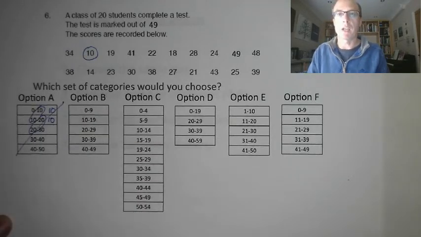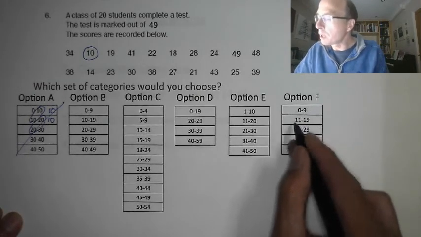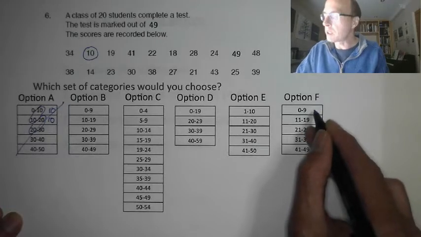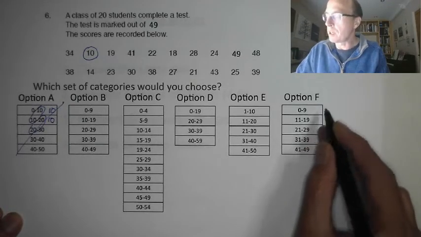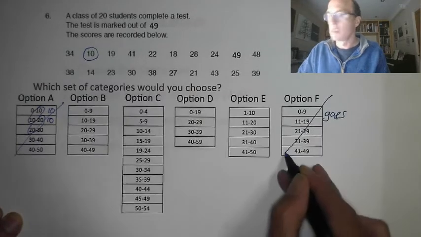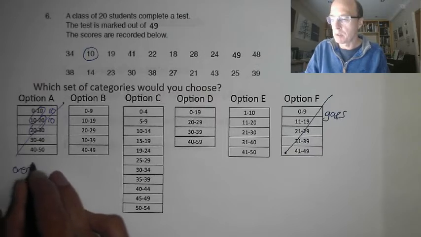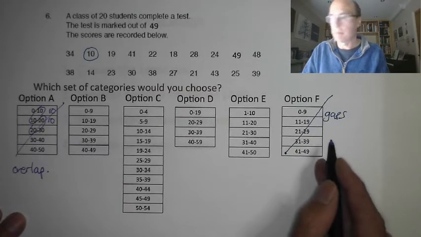I don't want any overlaps in my data. If I stick with my value 10, have a look at option F, I've got 0 to 9 and I've got 11 to 19. So where's my 10 going to go? It doesn't fit in the top one because it only goes up to 9, and this one starts at 11. So it doesn't fit in either of those. So this one has got gaps, so I don't want that one either. Okay, so this one had an overlap and this one had a gap. They don't work for me.